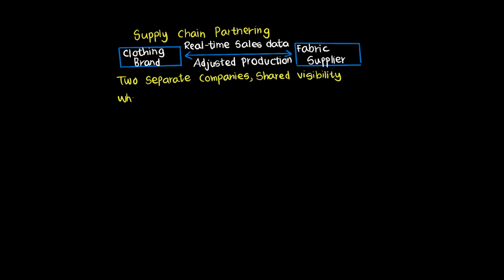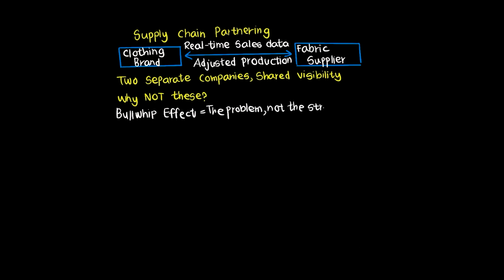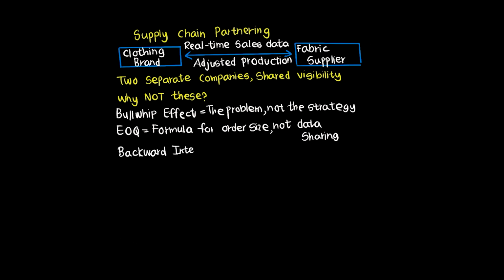The bullwhip effect is the problem of demand distortion cascading through the supply chain. Sharing data is actually a way to reduce the bullwhip effect, but the strategy itself is called partnering. Economic order quantity is a formula for calculating optimal order sizes. It is a math tool for inventory management, not a collaborative data sharing arrangement between companies. Backward integration means a company acquires its upstream suppliers, actually buying them. This scenario involves two independent companies voluntarily sharing data, with no ownership change at all.